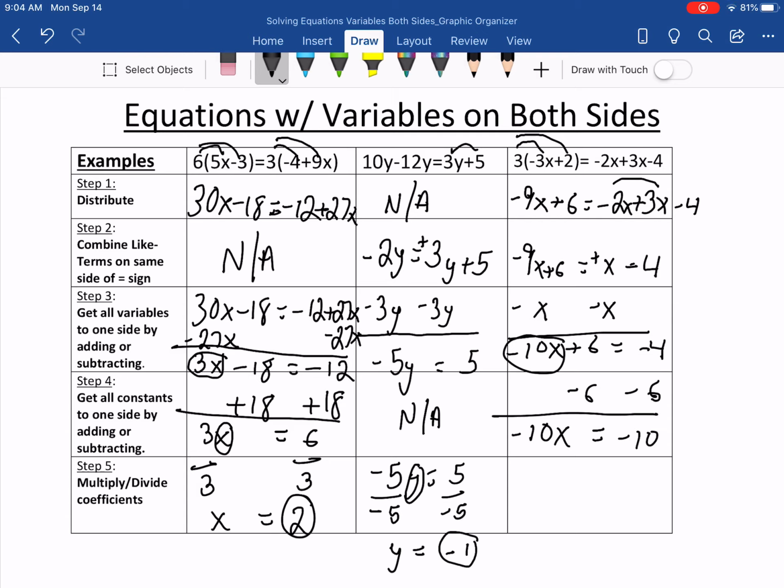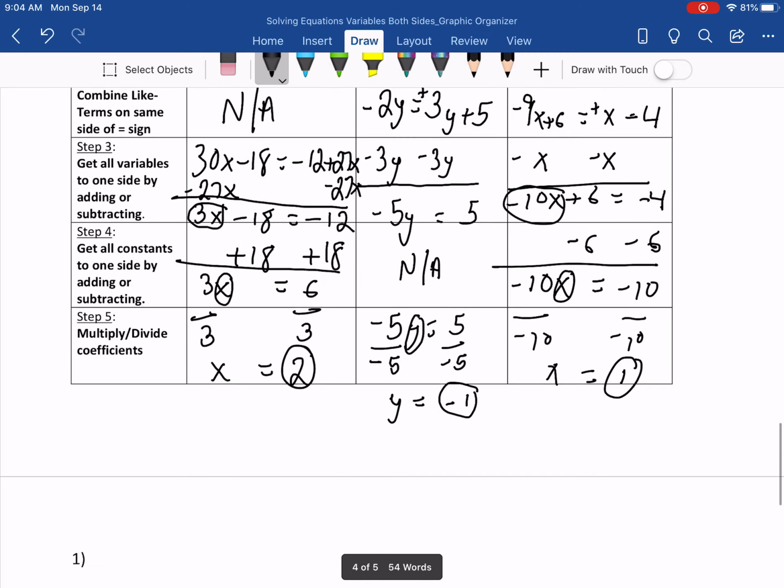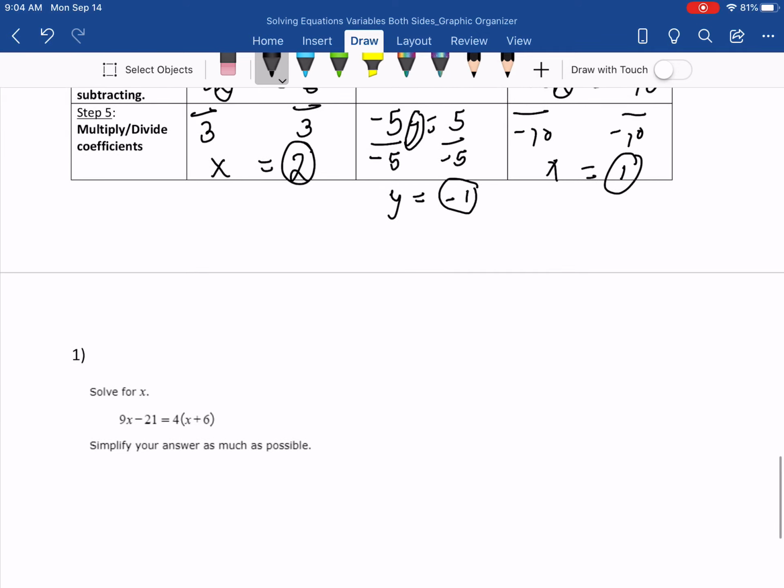And then step 5, multiply or divide. I want to get this alone, so I'm going to get rid of the negative 10, which means x is going to be 1. Okay, we've got another 2 questions below this.